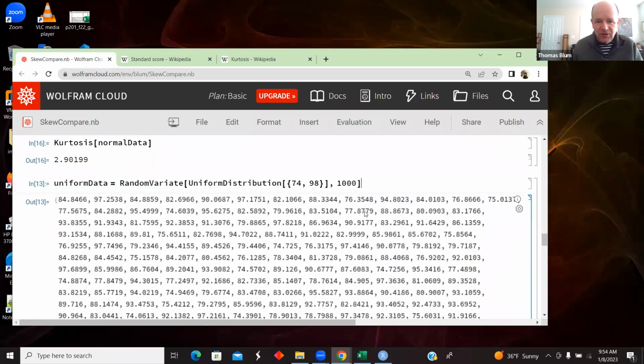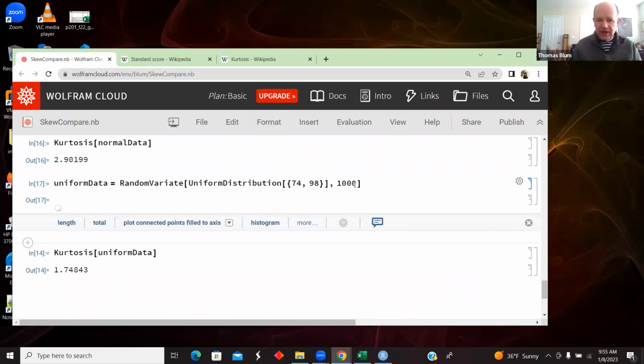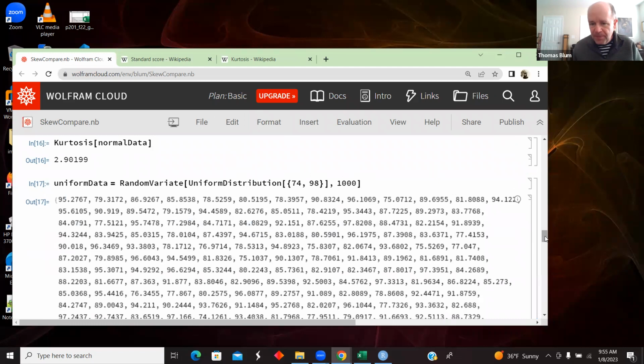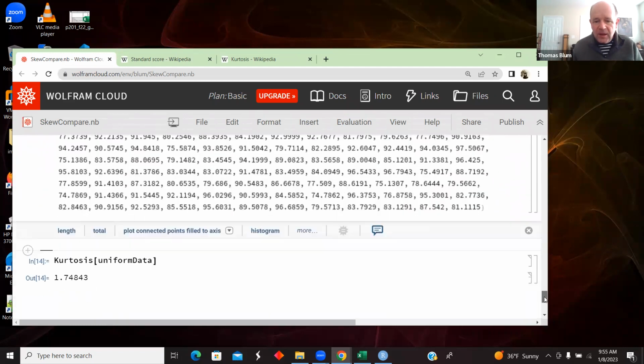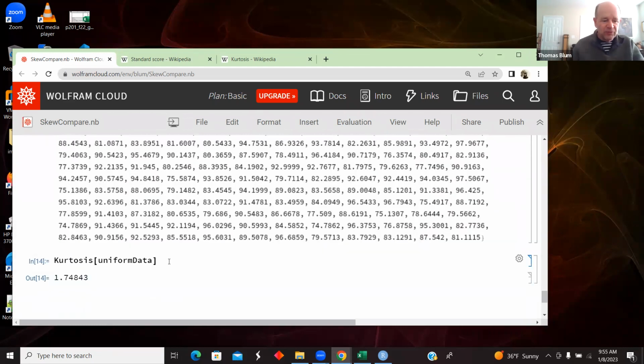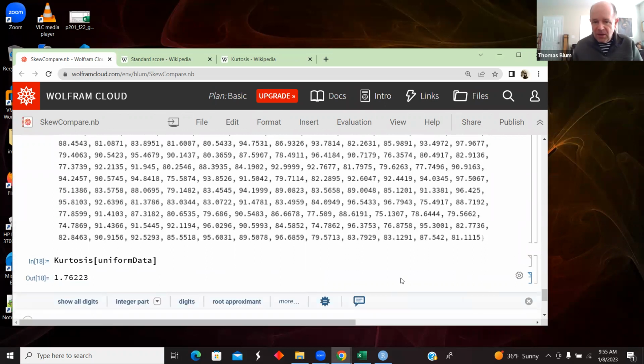Then I'm going to do the uniform. I'm having the same issue here. I'm doing a uniform distribution, and this is the min and the max. So that's how a uniform distribution works, between a min and a max. And again, shift enter, and I'm generating 1,000 points from a uniform distribution. And then down here, I'm going to grab its kurtosis.